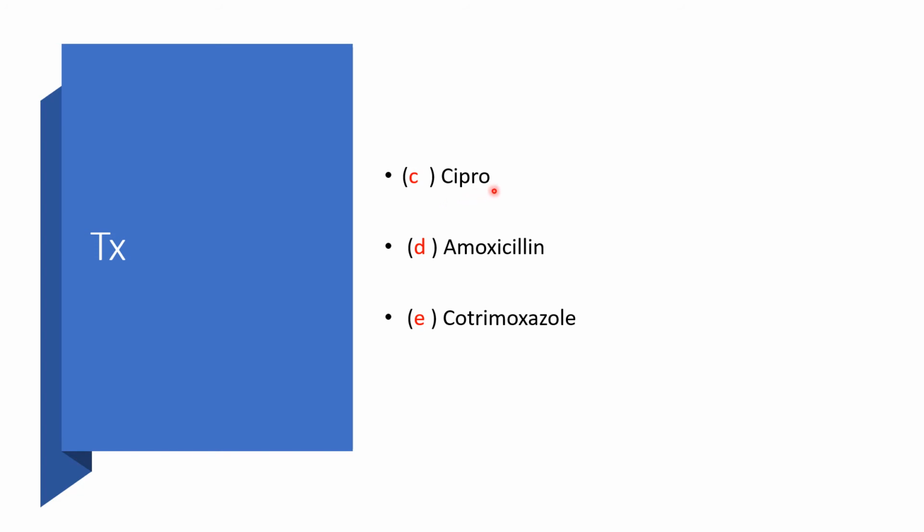You can also go for ciprofloxacin. I will not waste your time repeating everything about ciprofloxacin that I've said in the past. You can pause and rewind and get the facts about ciprofloxacin, okay? Amoxicillin, if not allergic to penicillin. Cotrimoxazole, that is either Bactrim or Septra or Septrin.